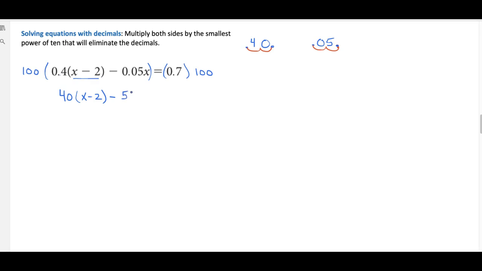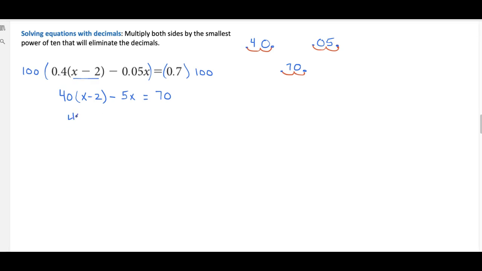So this is 5x, and we're going to get the similar thing as the 0.4 with the 0.7. The 0.7, we're going to move over 2 places to the right. So 1, 2, we have to put a 0 in there and put a point. All right, so my equal sign's a little messy, so let me fix that for you. We get 70 here. So now it's much easier to work with without the decimals, and since we've multiplied both sides by the same thing, it hasn't changed our answer.